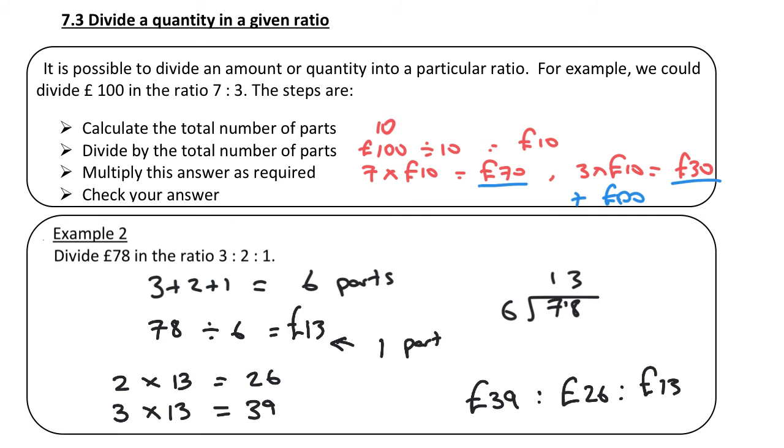And if we add those together as a check, 39 plus 26 plus 13. Now 26 and 13 add together to give 39. So if we add 39 twice, we get 78. So again, that matches up with the original amount. So it looks like we're good there.